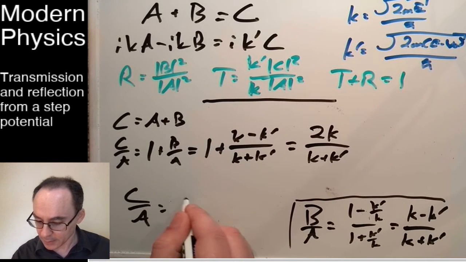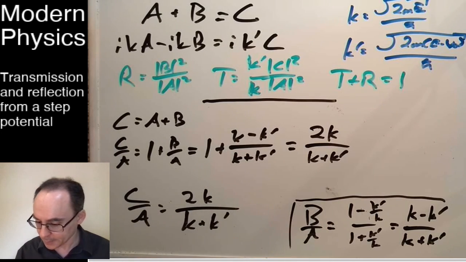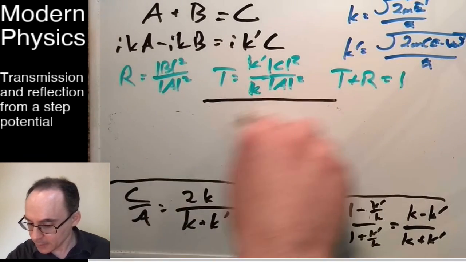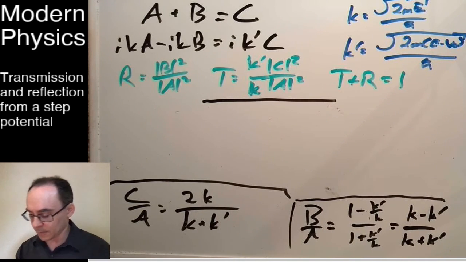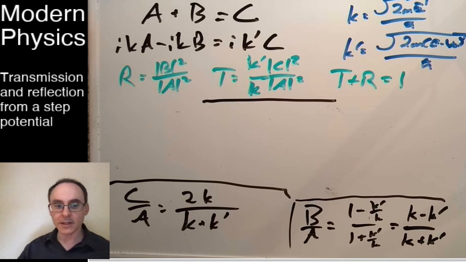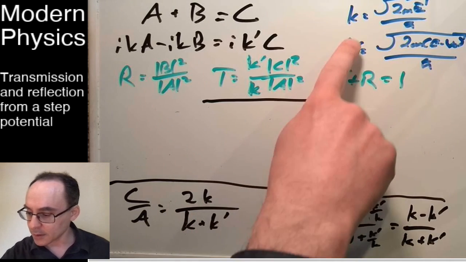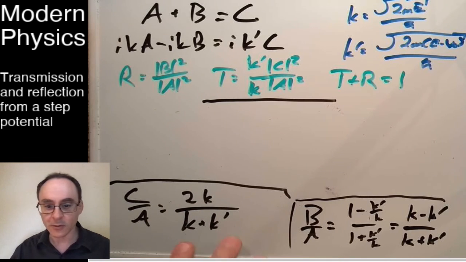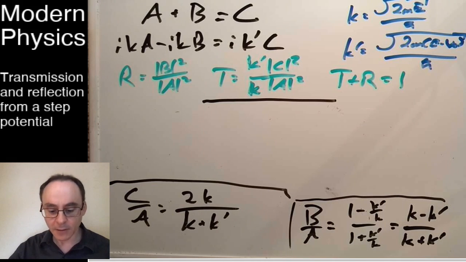So C over A equals 2K over (K plus K prime). And so basically, these bottom two, this is what we want. This is now what we can get out of our equations. This gives us the transmitted probability and the reflected probability, and we can plug in the energies involved to find what K and K prime actually are, but it's actually easier to write it in this form. Get the K's first and then plug it in, and we can figure out reflected and transmitted probabilities.